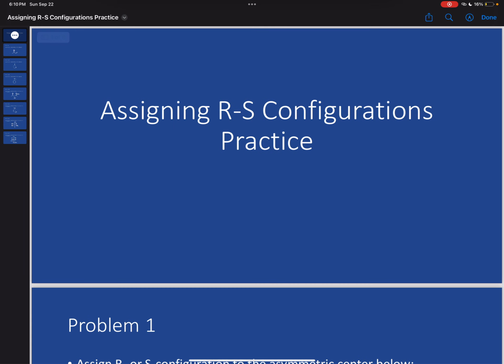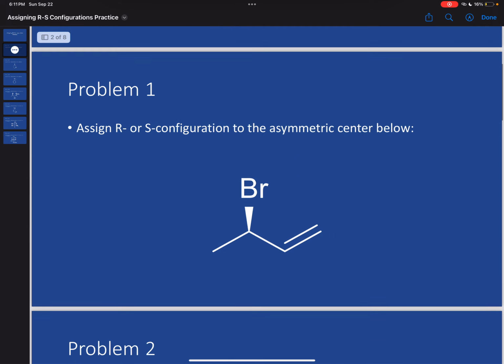Hi everyone, so here's a series of videos to help assign R/S for asymmetric centers. Starting off with problem 1, we're going to assign R/S to the asymmetric center in the compound below.